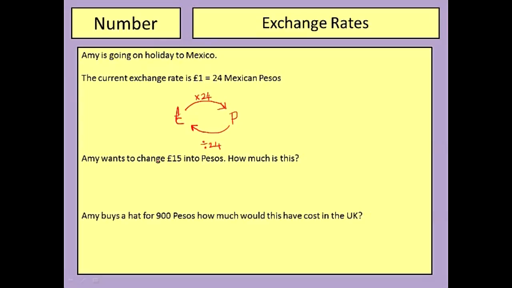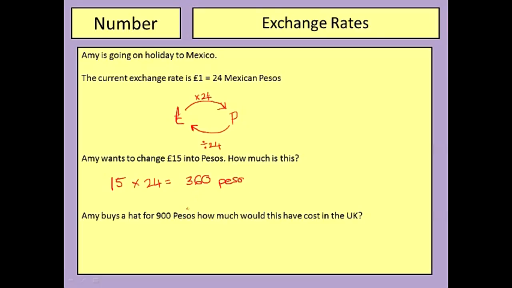So let's have a look at it. In part A, Amy wants to change £15 into pesos. How much is this? So I've got £15 and I look at my little graph up here and it tells me to get from pounds to pesos, I times by 24. So I'm going to do 15 multiplied by 24, which gives me 360 pesos.